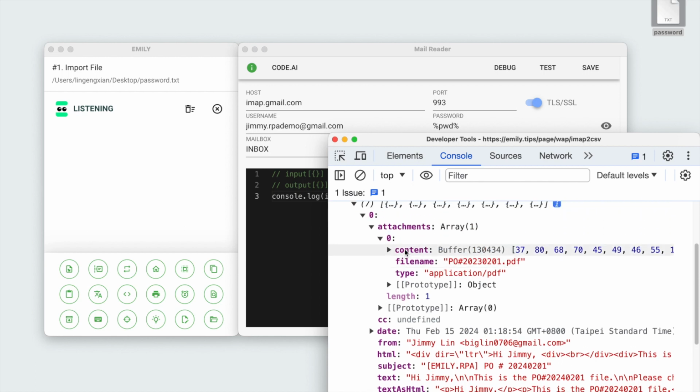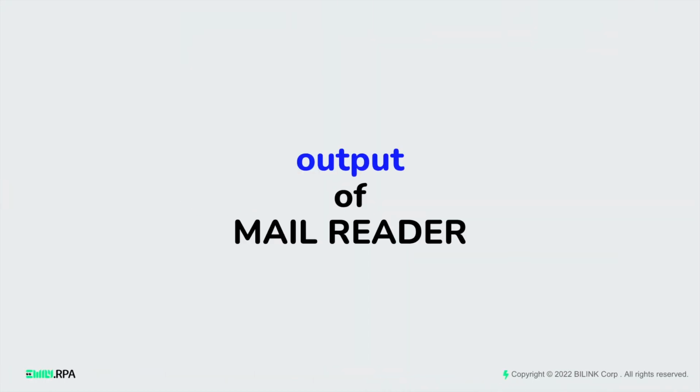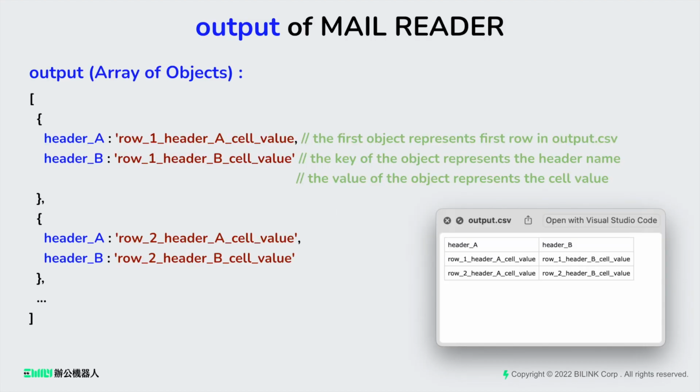Let's take a look at the output variable in the Mail Reader module. The function of the output variable in the Mail Reader module is to output the specified information to a table file named output.csv. The format of the output variable is array of objects. Each object in the array represents a row of information in the table. Each key in each object is a header in the table, and the value corresponding to the key is the value of the row and the header's cell.